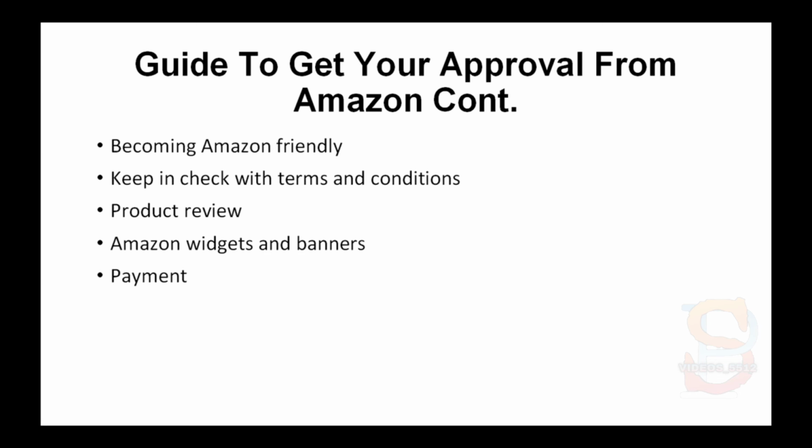Another step is to add Amazon widgets and banners. When setting up the program, you can choose from a number of styles. The style that you choose should be attractive, interesting, and it should also encourage your viewers to click on it. In most cases, banners are more successful than widgets because they're more visual and larger, making them more noticeable.